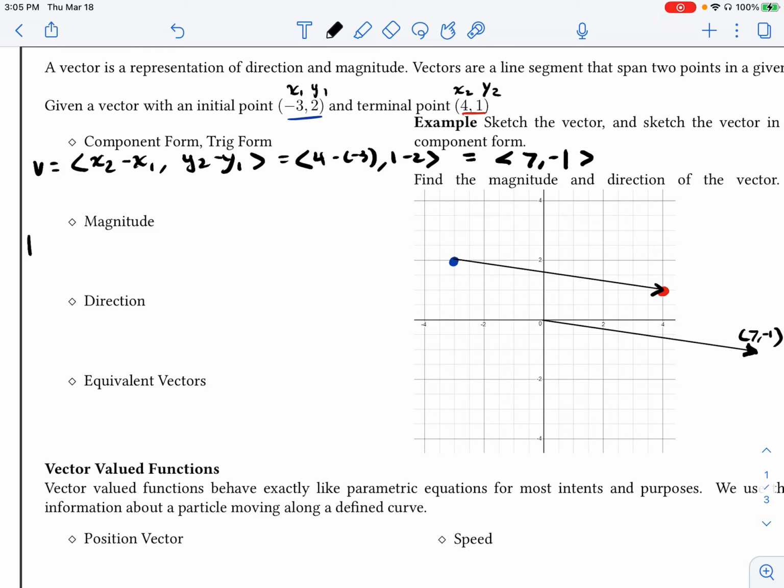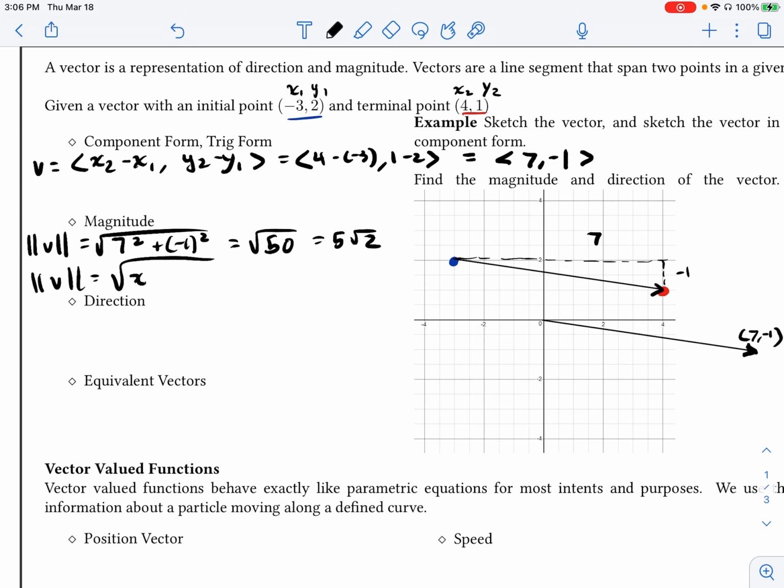So the magnitude of a vector, and this is the notation for a vector's magnitude, is really, if we're just applying the distance formula here, what did we say that our horizontal distance was? Our horizontal distance here we know is 7, so we'd say 7 squared. And our vertical distance here is negative 1, so we'd say plus negative 1 squared. So that comes out to root 50, which we can then simplify as 5 root 2. And so in general, a vector's magnitude is simply the distance formula using our horizontal and vertical components.